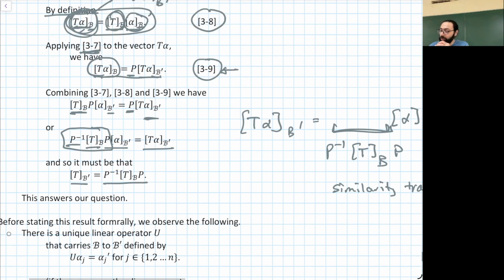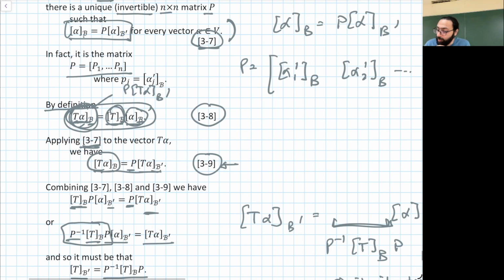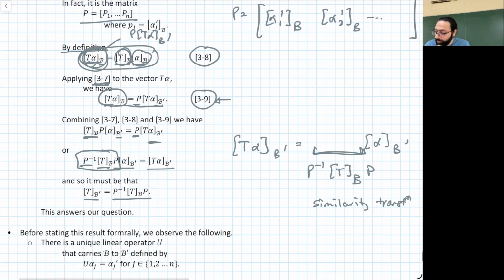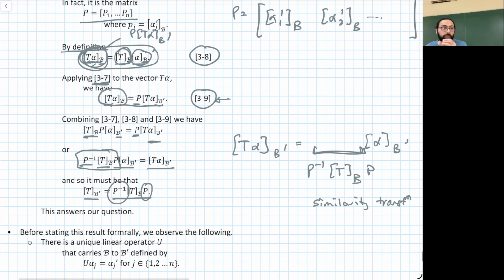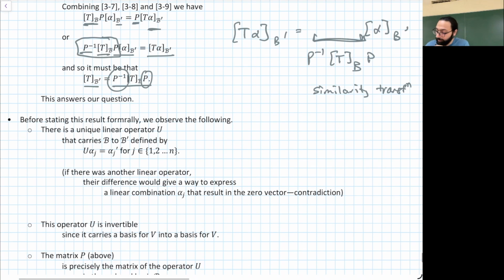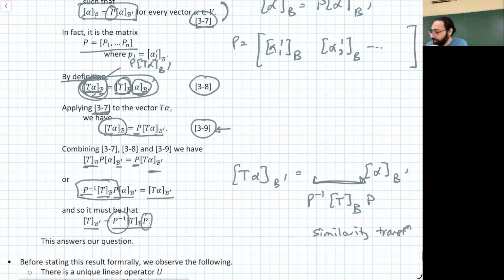So we saw that for vectors, you just have a multiplication with P, and for operators, you have P inverse multiplied with P. Okay. Any other questions before we move on?